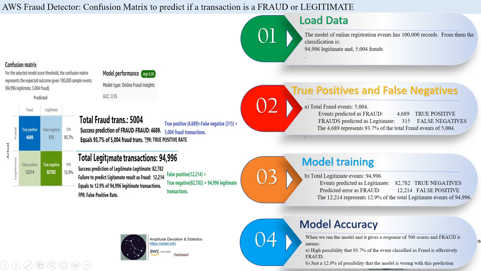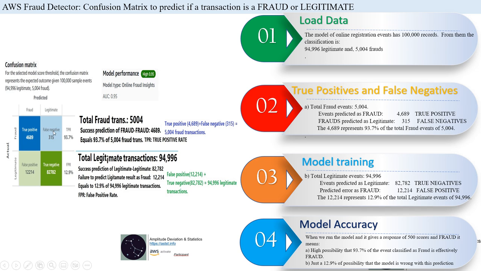Okay, these 4,689 events are equal to 93.7% of the 5,004 fraud transactions. Okay, the rest the model classified as legitimate events. So this is the error that we are getting from the model. The error for this model is 315 events of the 5,004 classified with an error as a false negative.